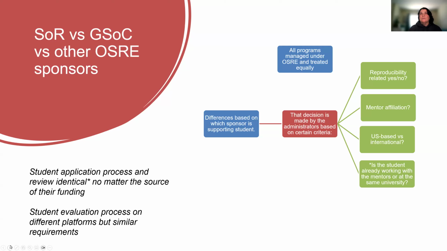So that's less of a criteria for me. And now I make it more about the topic areas and the mentor affiliations. Now, if the student is already working with the mentor, which we do allow under summer reproducibility, or at the same university, again, as we do allow under summer reproducibility, that is not allowed under GSOC. So those students have to be under something not GSOC. So that's another decision point for us with how a selected student would be placed.